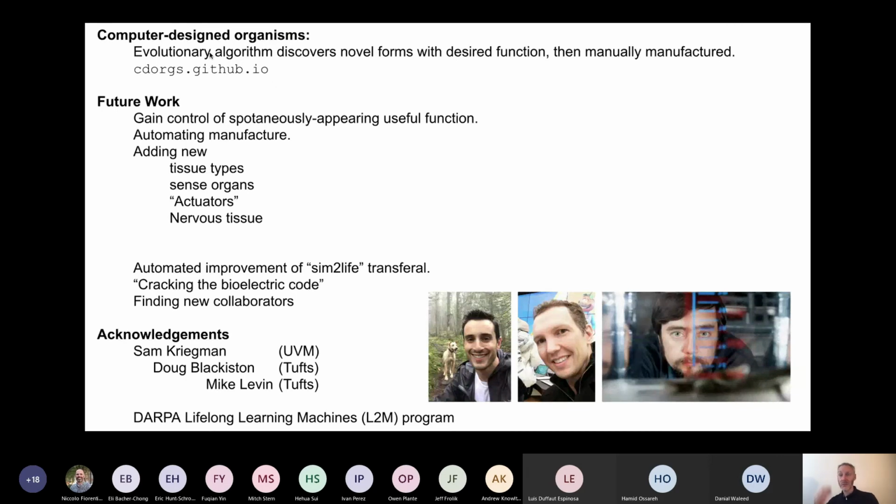As I mentioned, we're moving forward along a lot of different lines. One line is trying to automatically build xenobots. At the moment, Doug, our microsurgeon, is building them almost cell by cell. We're looking at some bioprinting technologies to automatically manufacture xenobots. We're looking at allowing the evolutionary algorithm to incorporate new tissue types and sense organs and different types of actuators into the biobots. Some other things as well.